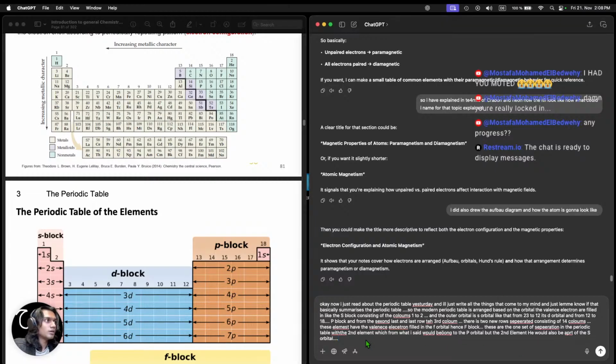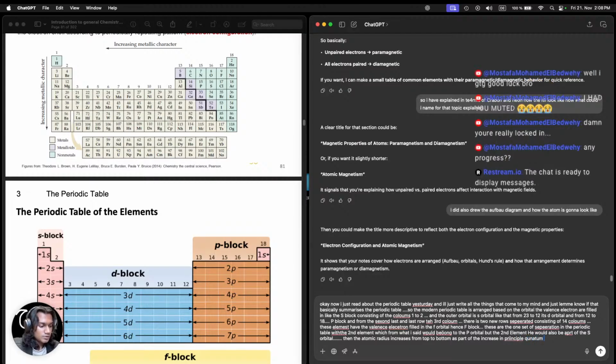Part of the S orbital. What was I thinking? S orbital. Now, what are the other distinctions about the periodic table then? The atomic radius increases from top to bottom as part of the increase in principal quantum number.